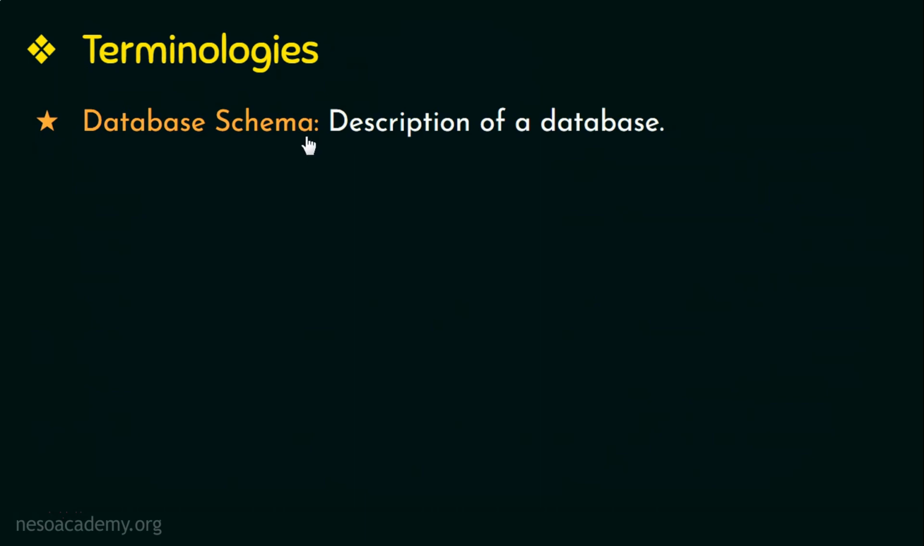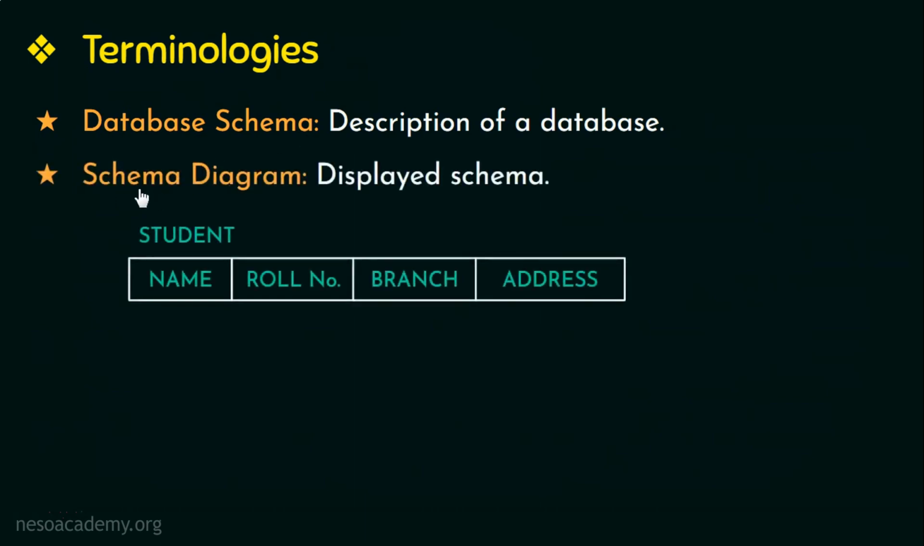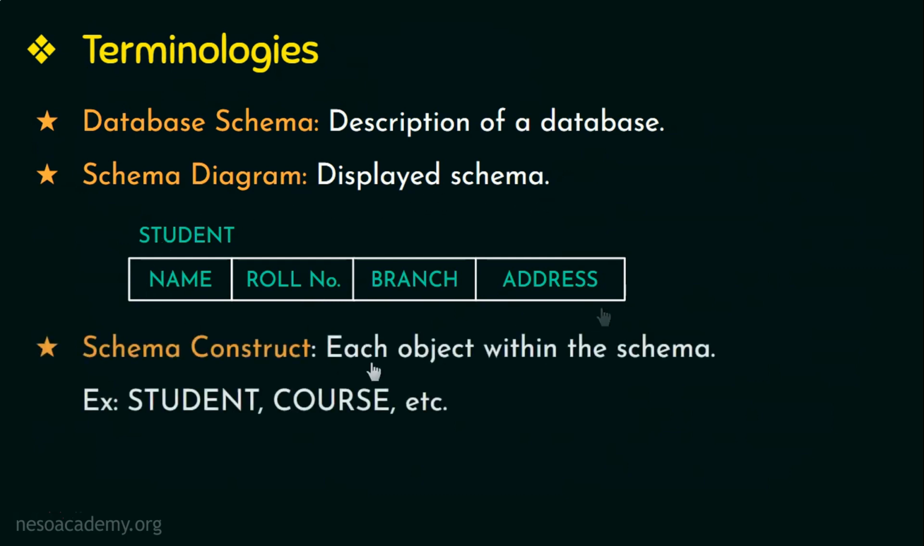And a diagrammatic representation of a schema is called a schema diagram, or in other words, it is the displayed schema. And this is how a schema diagram would look. And each object within the schema is called a schema construct, like for example, the tables in the database, student, course, etc. These are called schema constructs. A schema isn't supposed to change frequently. But suppose we want to add a new data item, say the date of birth, to the student schema, then that is called schema evolution.